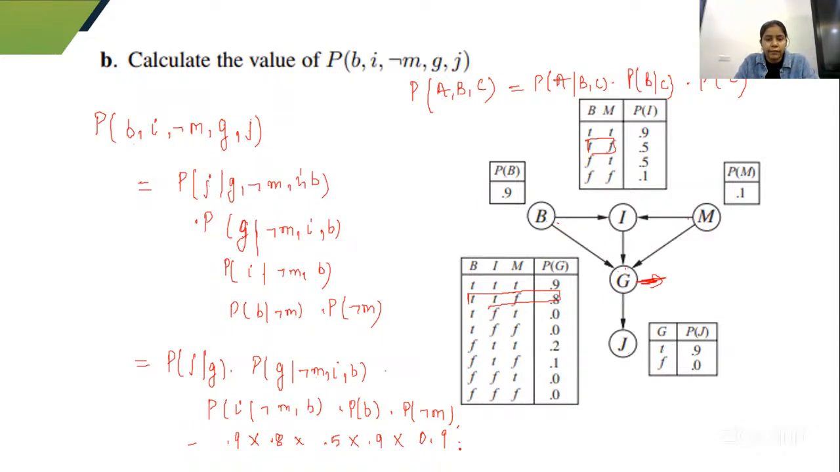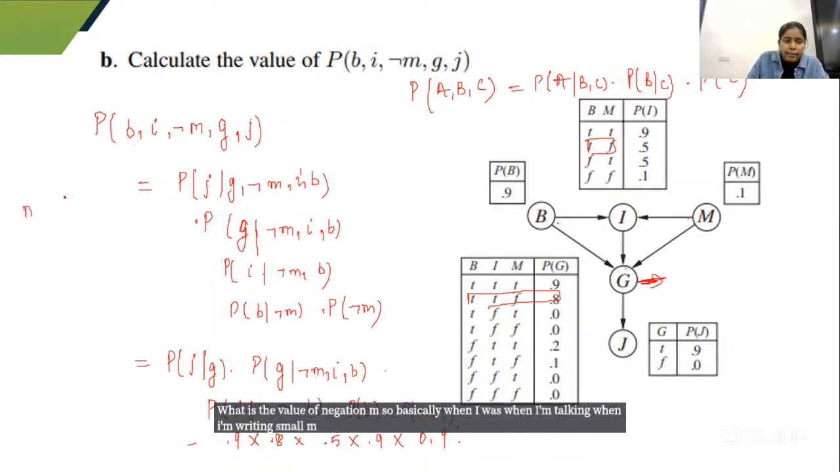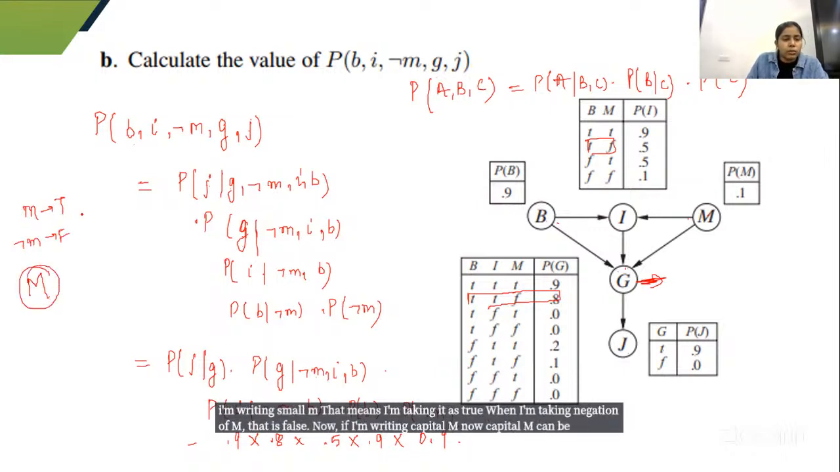Just let me know, guys, if there is any confusion or question in this. Yeah, we'll get the probability 0.2916. What is the value of negation M? So basically, when I'm writing small m, that means I'm taking it as true. When I'm taking negation of M, that is false. Now, if I'm writing capital M, capital M can be true or false. Small m is true, negation M is false. Right? That's how I basically represent it.